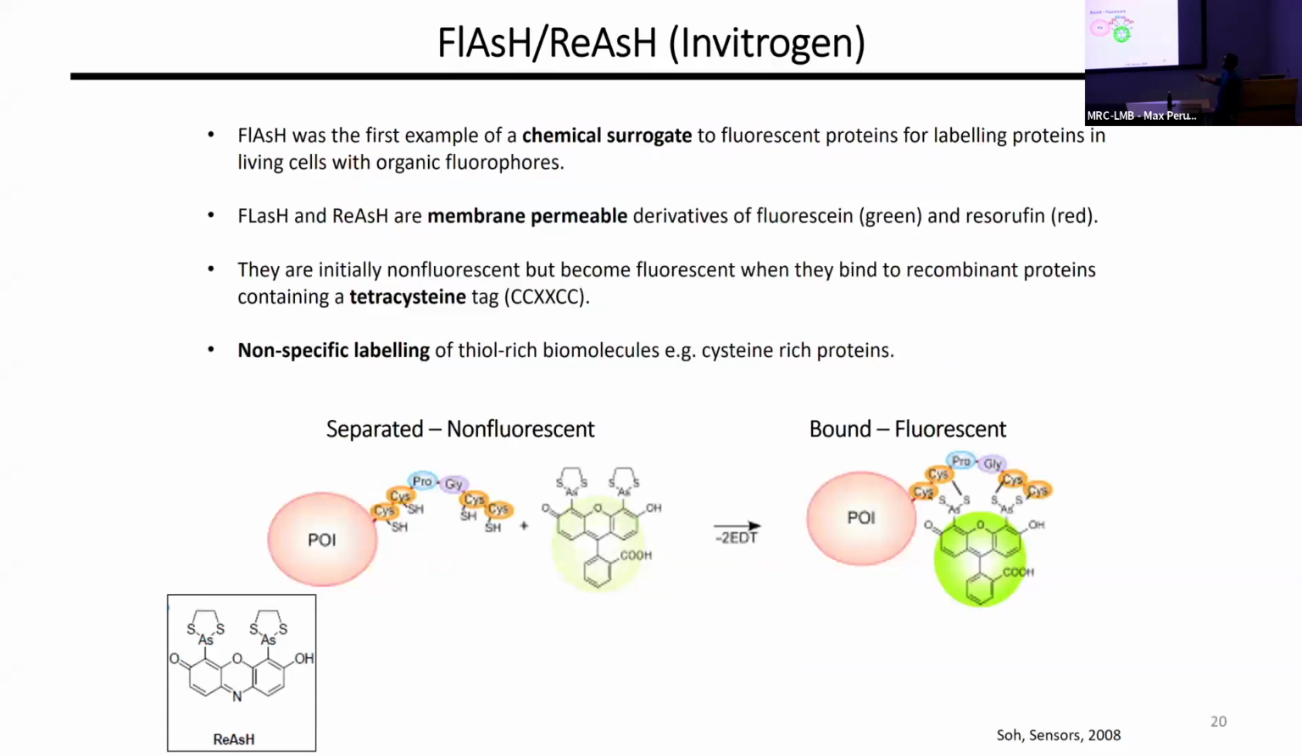So, for example, FlAsH and ReAsH from Invitrogen is a system where you have this tag over here. If you have this tag without the fluorophore being added, it's non-fluorescent, and it's only when the fluorophore binds to the tag that you have fluorescence and that you see your cell.